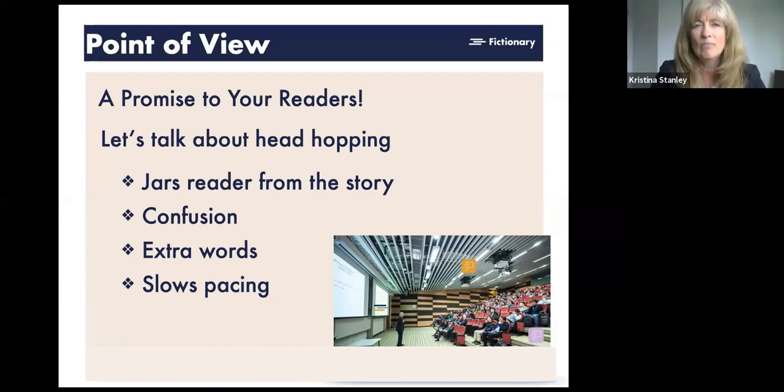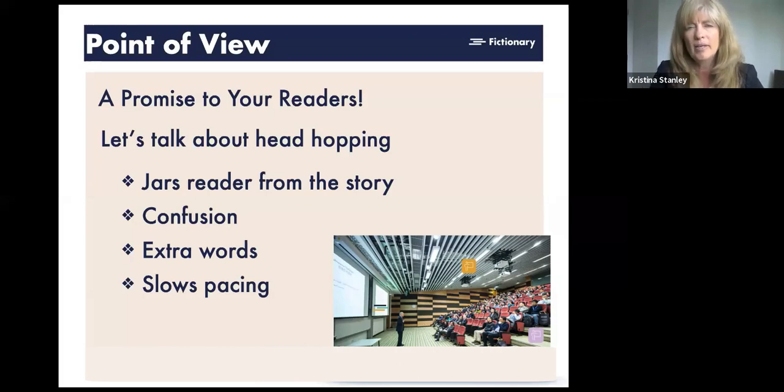So in modern fiction, the trend really is not to head hop, and head hop means you're doing more than one point of view in a scene. Now, of course you can, and again, I want to stress it's your book and you're the artist here. And what I want to do here is make you aware of it. So when you do it, you know you're doing it, and you're doing it for a reason that's best for the story you're telling.